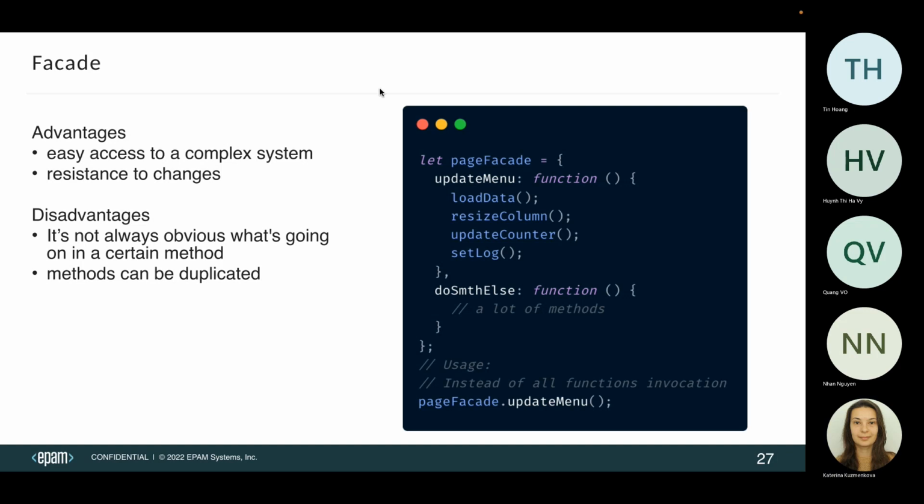So, for example, give me a second. In the page facade, this template, we might have a lot of methods. What we can do with a page is update it, update the menu, and do something else. To update the menu, we need to load data, resize columns, update the counter, and set the log. And how can we use it? For example, with the page facade, we might call the method update menu. But usually, as a disadvantage, we might call these methods a few times, so you might face it in the code many times.